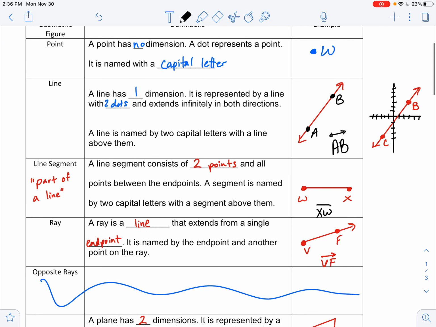And a ray is like a line that extends from a single endpoint in one direction. So it has a starting point, and it goes forever in one direction. Here, V is our starting point, and it goes toward F. So I'd say VF is my ray, because it starts at V and goes toward F, and to tell my readers it's a ray, I'll draw a ray above it. So lines, line segments, rays, I have to draw that picture above my name.